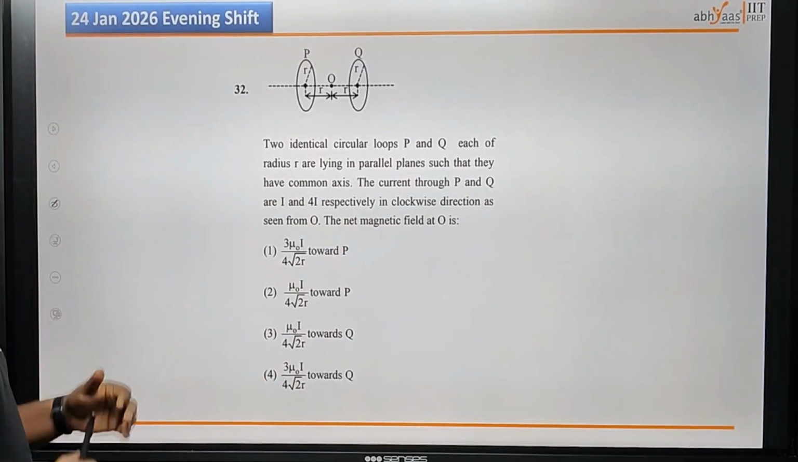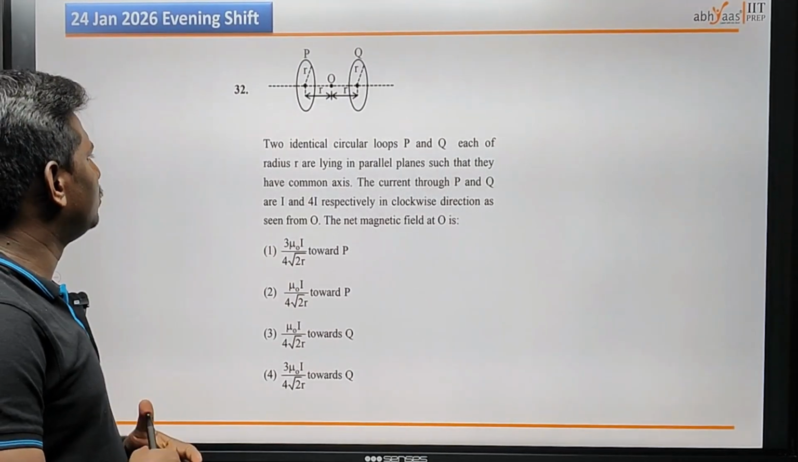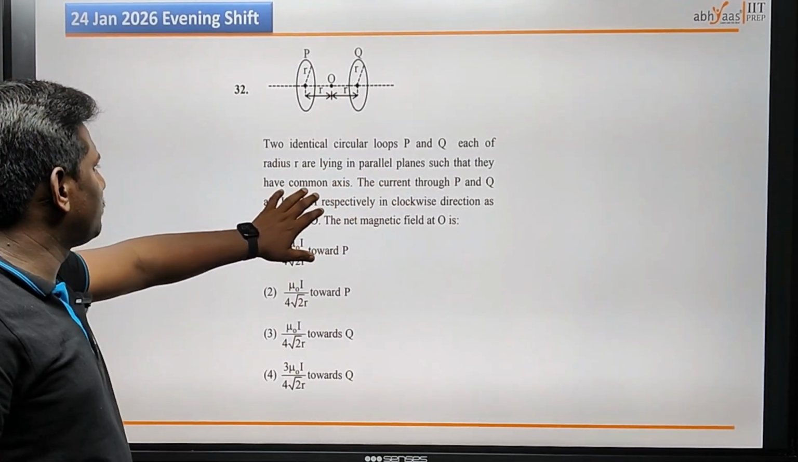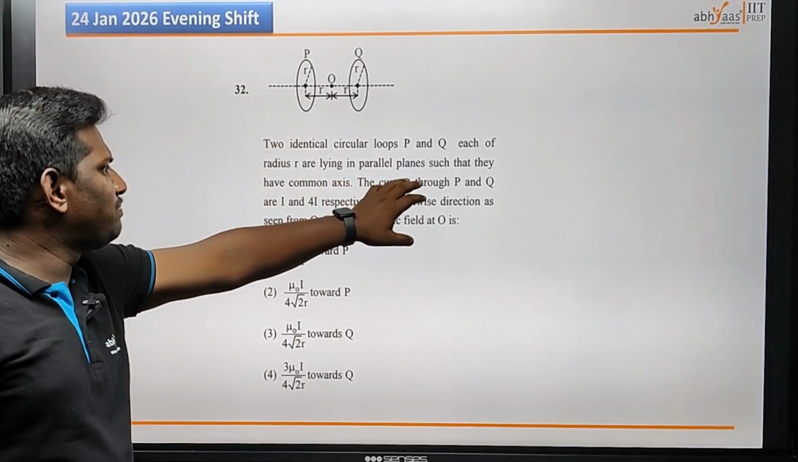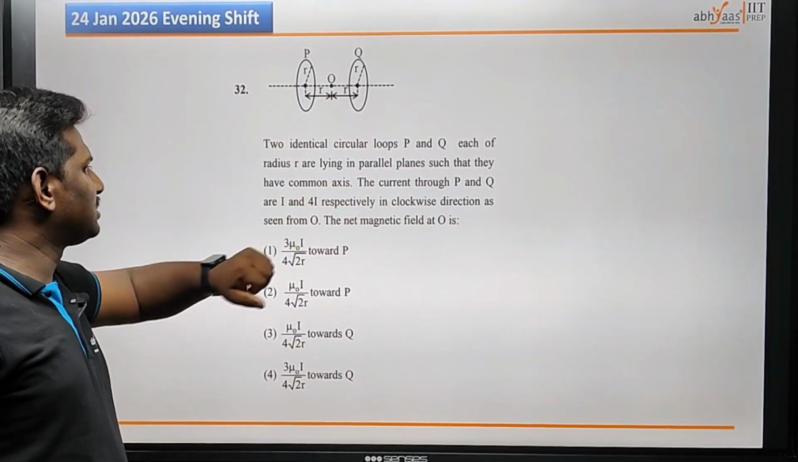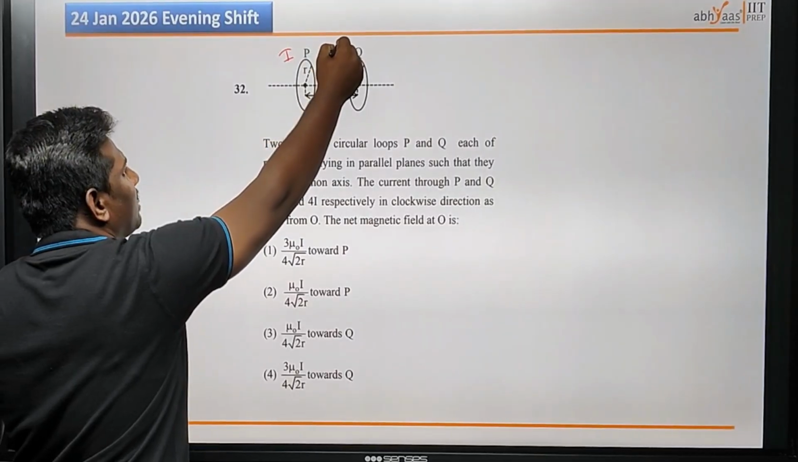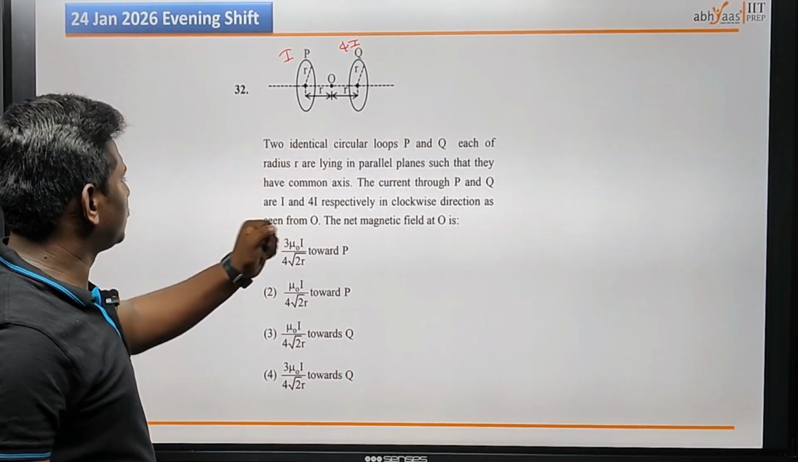So next question, see here, 32. Two identical circular loops P and Q, each of radius R, lie in parallel planes such that they have a common axis. The current through P and Q is I and 4I respectively, in clockwise direction as shown in the figure.